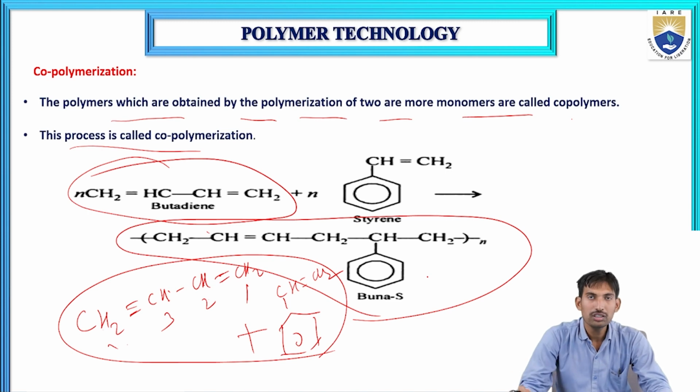In this copolymerization, two or more than two monomers link together and form a polymer. That polymer is called a copolymer.